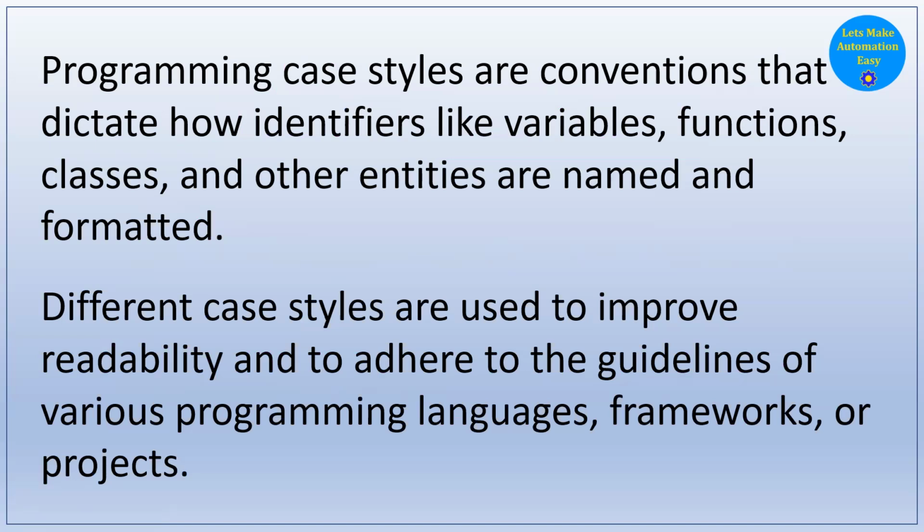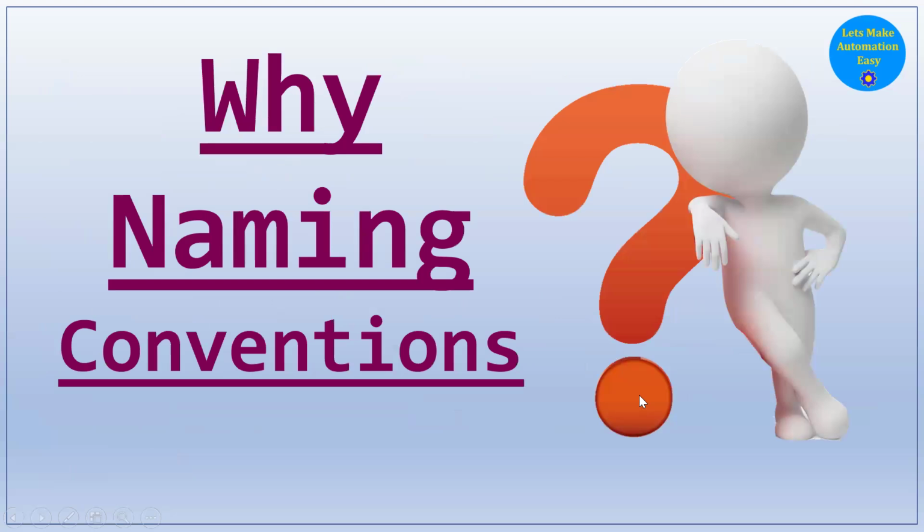Now the thing is that different case styles are used to improve readability and adhere to the guidelines of the various programming language, frameworks or projects. So what is the meaning? The meaning is that every programming language supports different types of cases so that it can improve the readability of the program, and also tell what the guideline of every programming language, framework and project is. Now this is what a naming convention is.